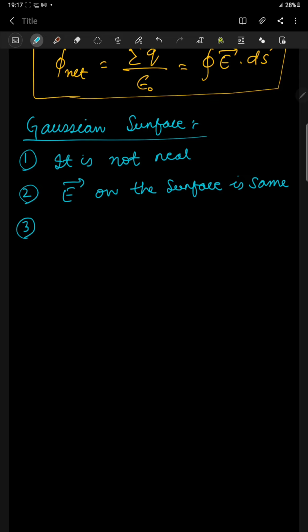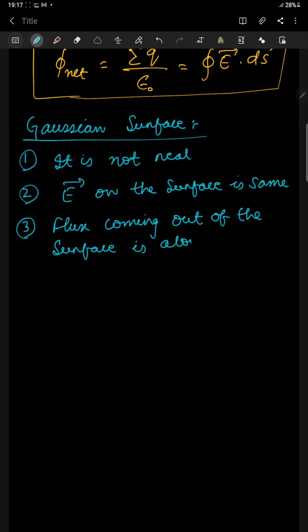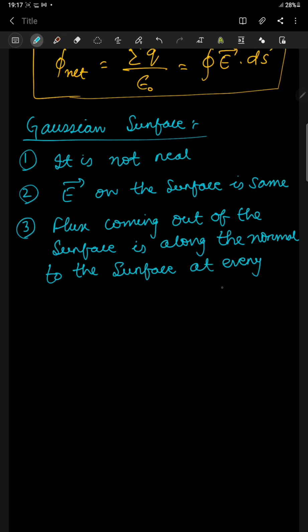Then the third one is that the flux coming out of the surface is along the normal to the surface at every point. So it will come out normally to the surface.